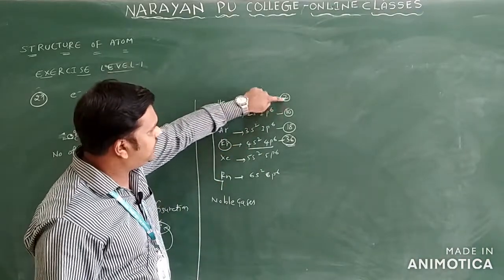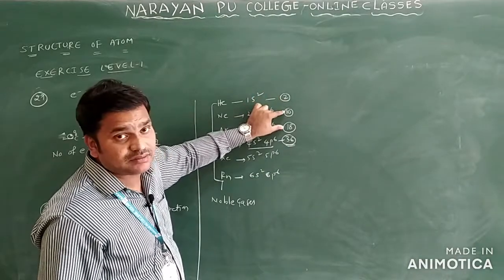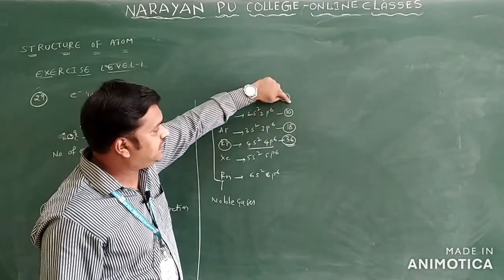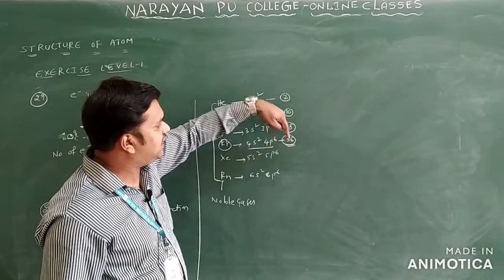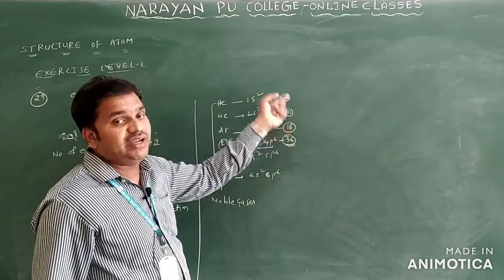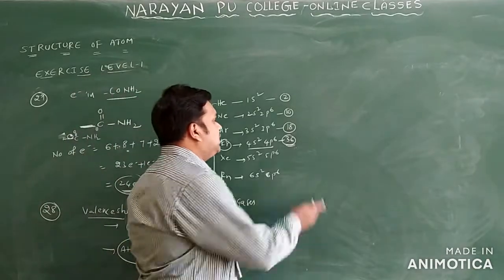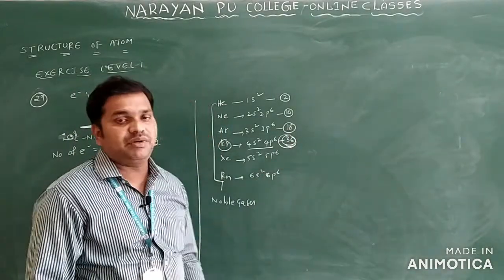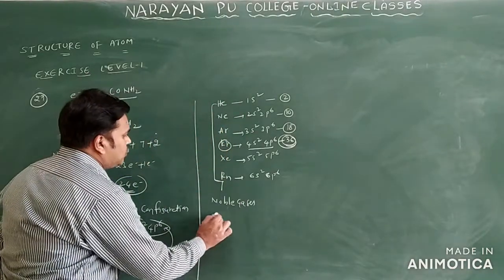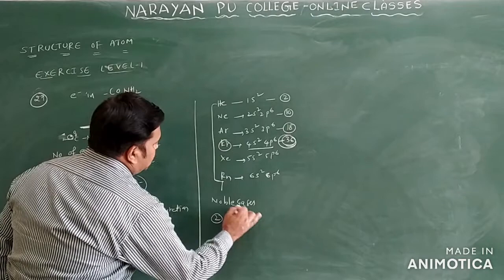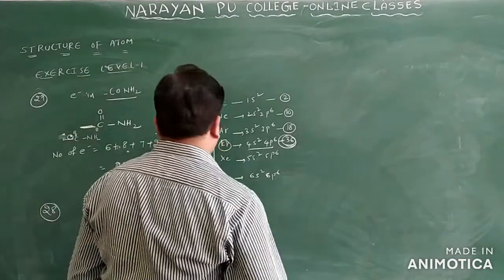2 is there, the difference is 8, then again 8. Then you can add 18: 18 plus 18 is 36. Again add 18: 36 plus 18 is 54. Then you can add 32. You will get all the atomic numbers this way. So what is your answer? 36. The element is krypton, so you will take option 2. The atomic number is 36. So this is question number 28.